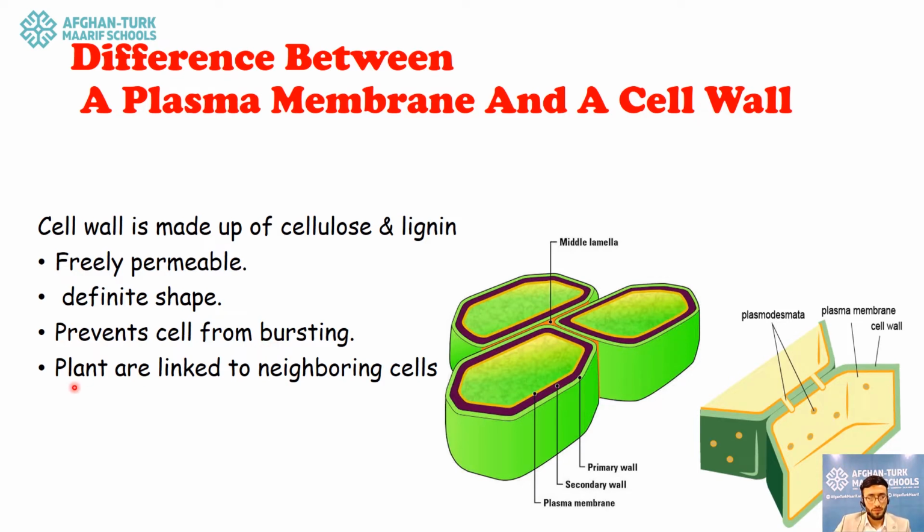So plant cells are linked to neighboring cells. Yes, plant cells are in communication with each other through different structures that you see here, for example the plasmodesmata, the plasma membrane, and also the cell wall. Through the joint connection of the cell membrane, called plasmodesmata, different types of substances are communicated between different types of cells.